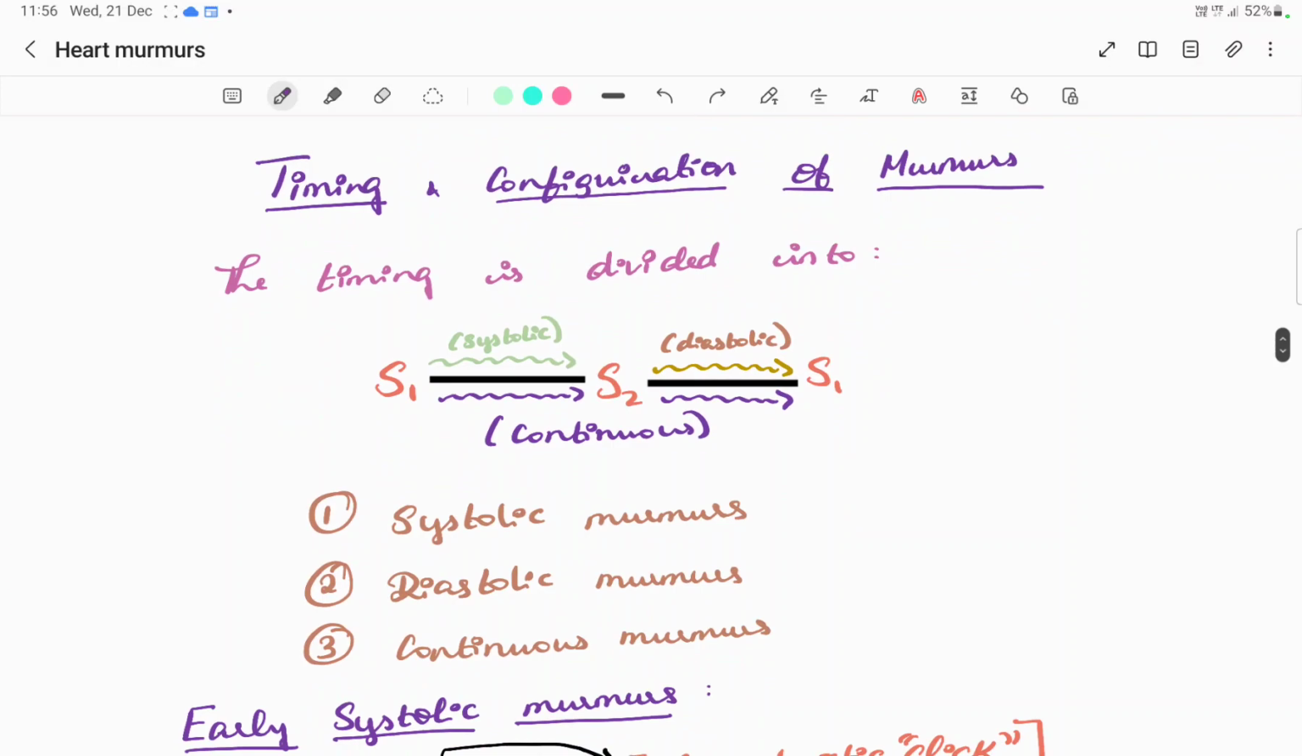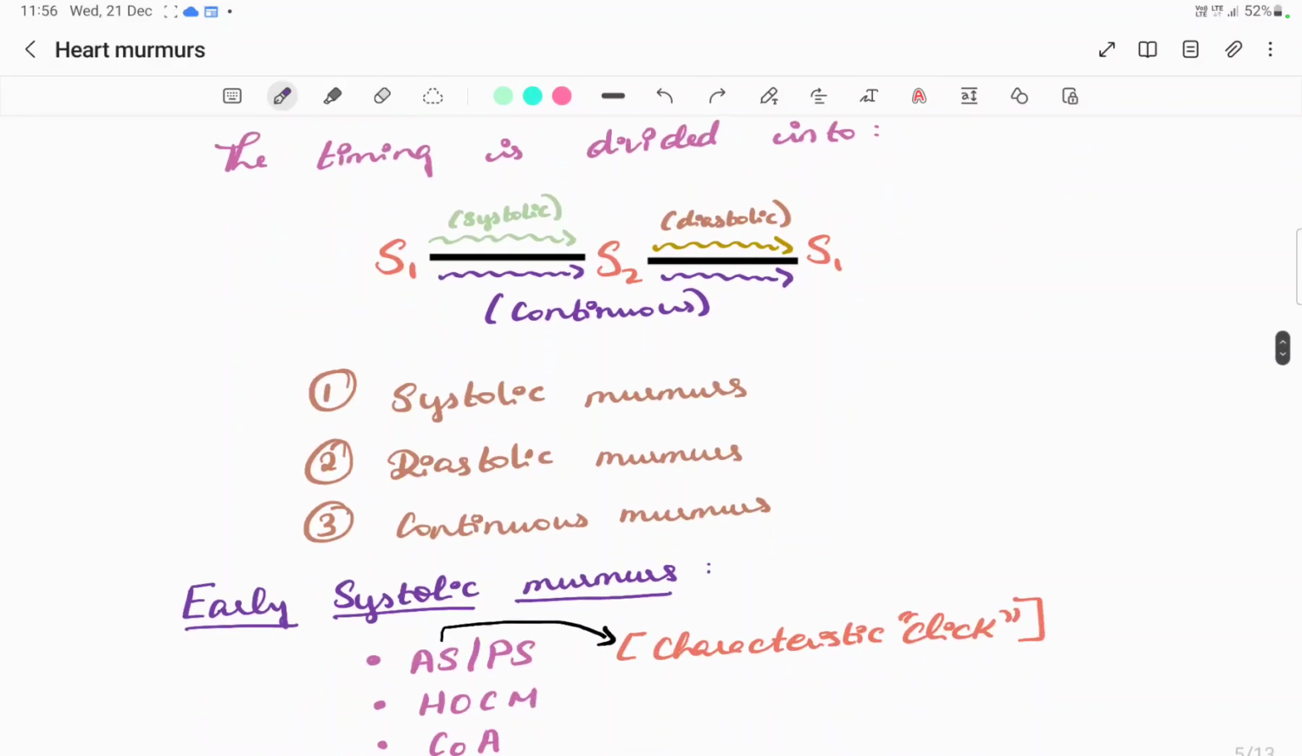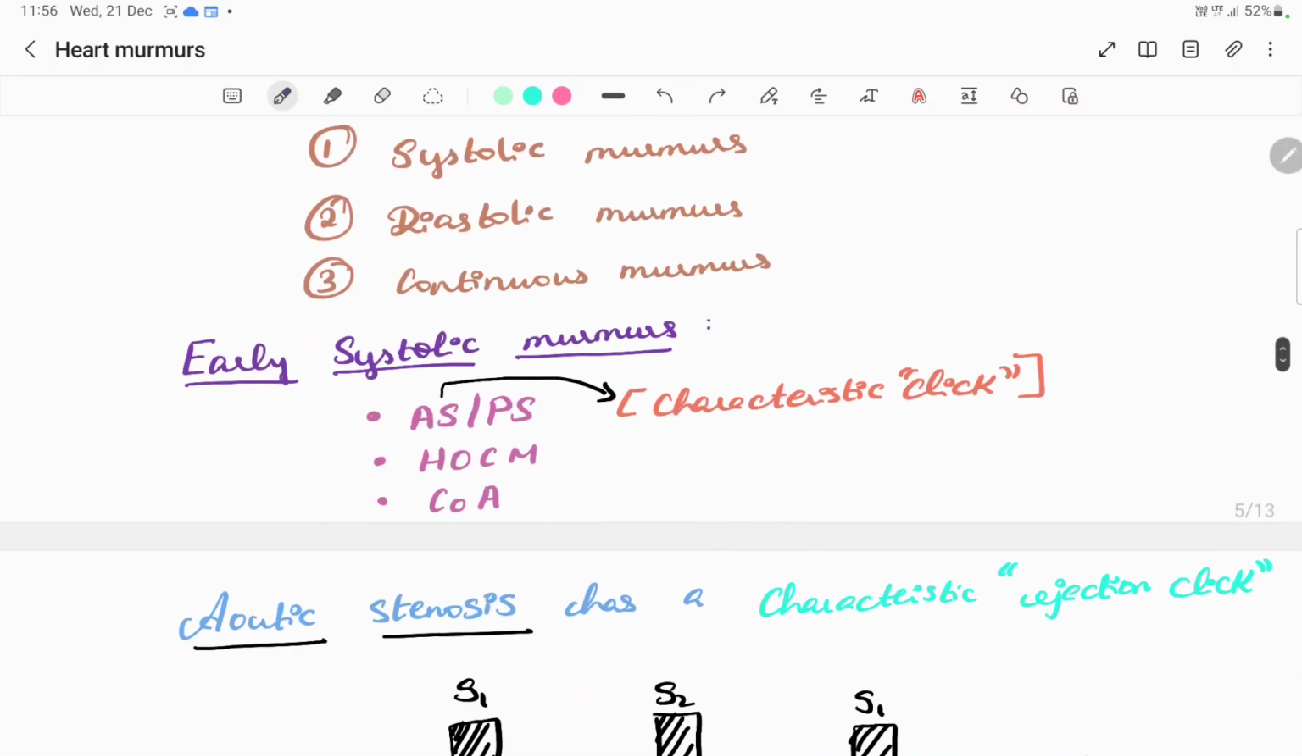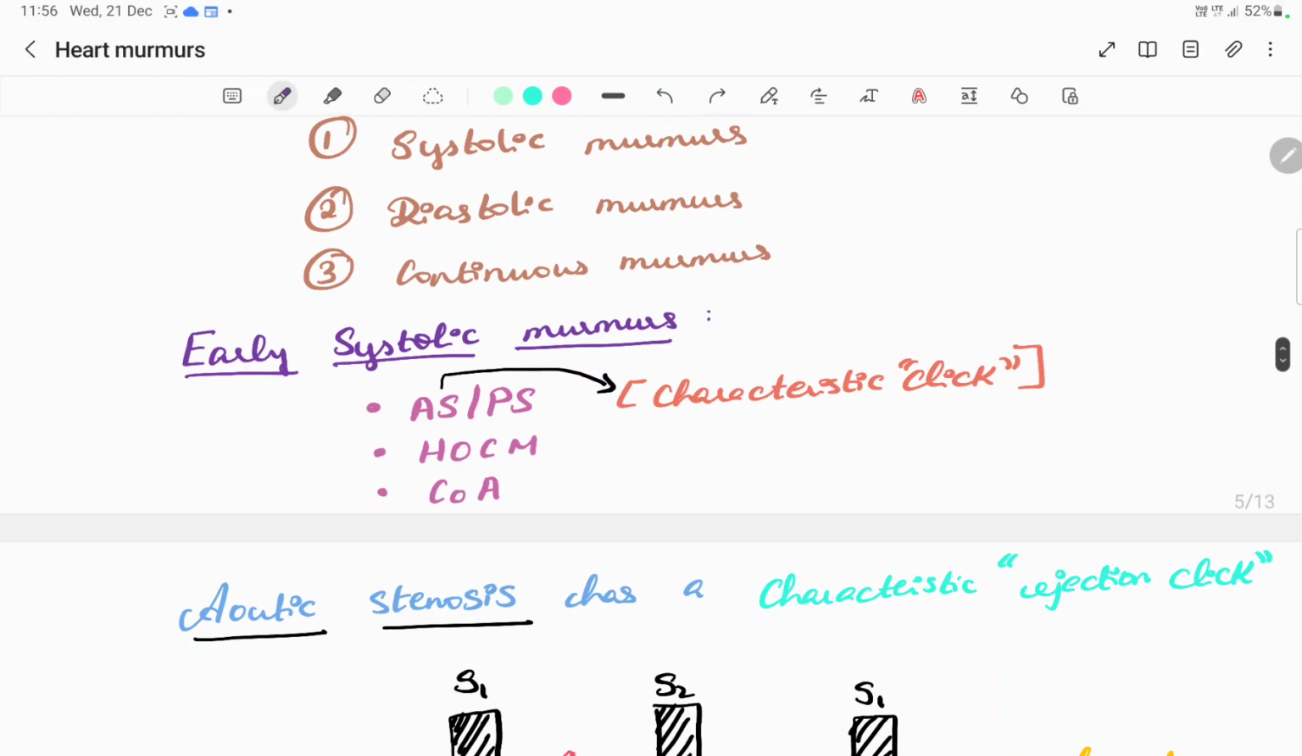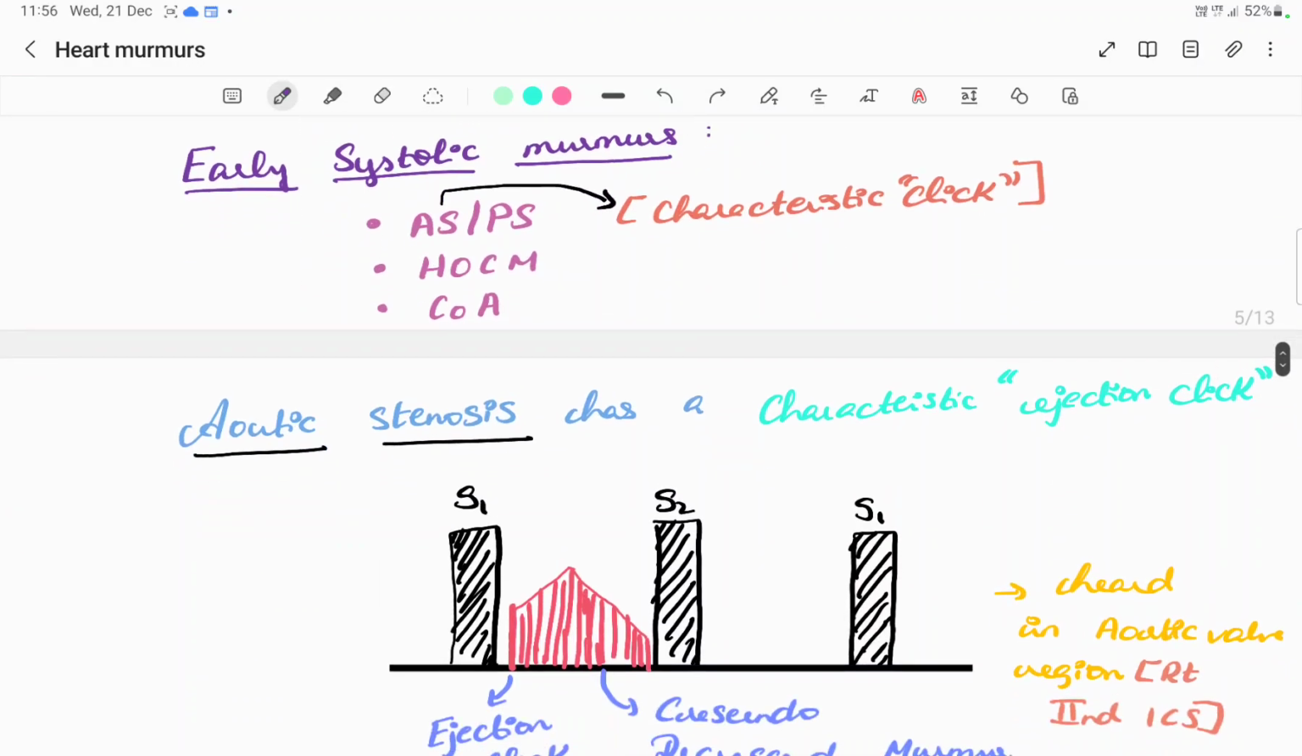So what is the timing and configuration of the murmur? The timing is divided into systolic, diastolic, and continuous. We'll see everything. Systolic also has subclassifications. First we'll see the early systolic murmurs. What all causes early systolic murmurs? That will be aortic stenosis, pulmonary stenosis, hypertrophic obstructive cardiomyopathy, and coarctation of the aorta. These are all going to cause early systolic murmurs.